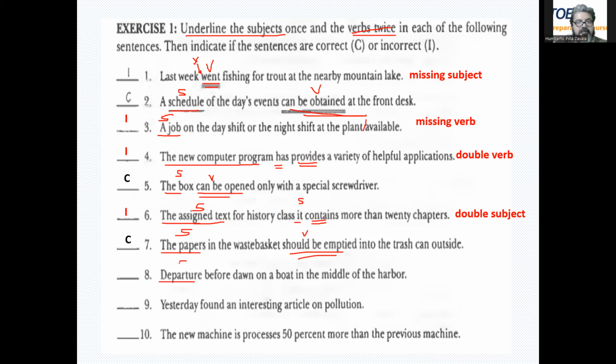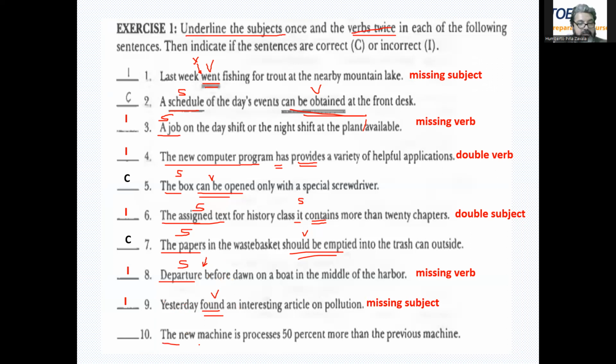Departure before dawn on a boat in the middle of the harbor. Well, you got departure, and that's it. There's no verb. We need something there. Right. Departure will take place before dawn. Departure is before dawn. I don't know, something. We're missing a verb right there. Yesterday found an interesting article conclusion. So we got the verb, but there is no subject. So it's no subject, unless yesterday is the name of the person, which is not.